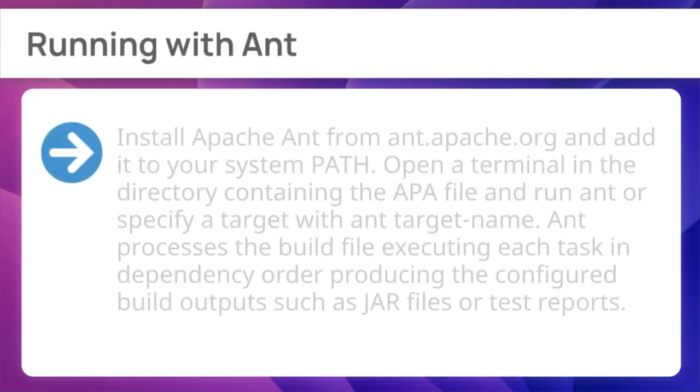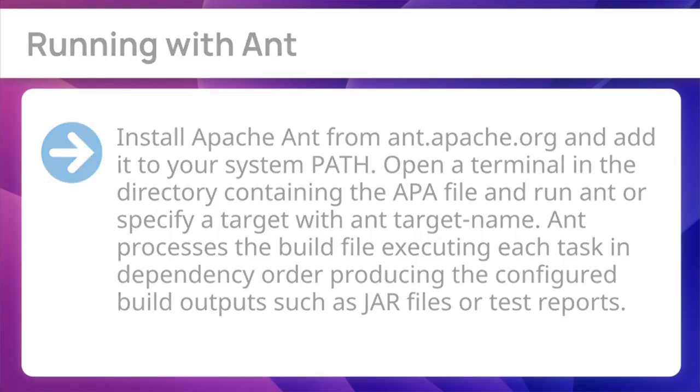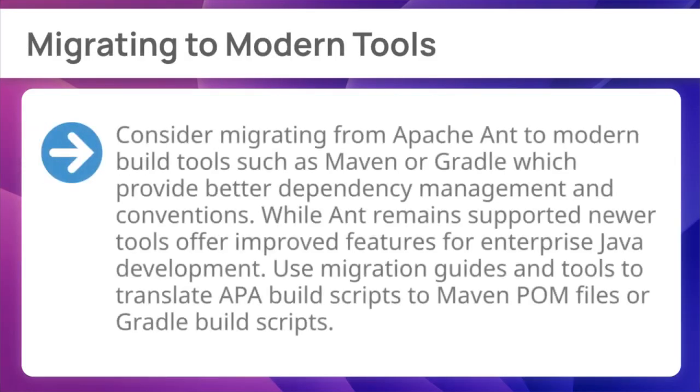Next, running with Ant. Install Apache Ant from ant.apache.org and add it to your system path. Open a terminal in the directory containing the APA file and run ant, or specify a target with ant target-name. Ant processes the build file, executing each task in dependency order, producing the configured build outputs such as jar files or test reports.